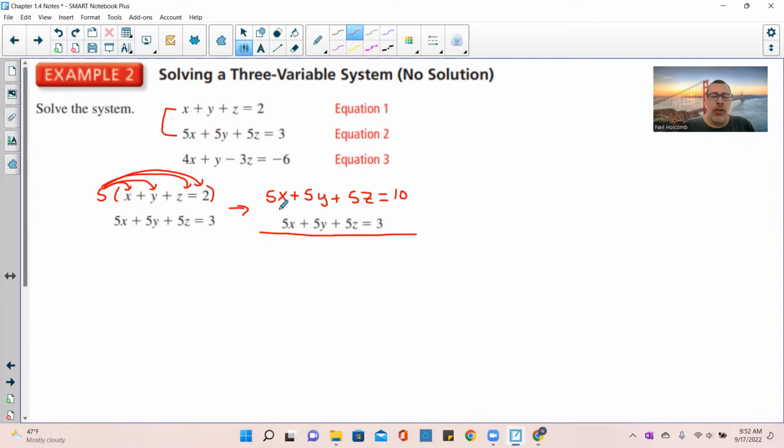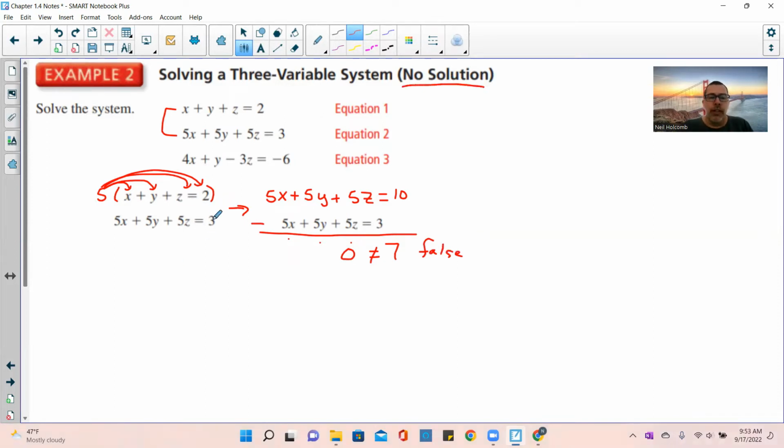When your two coefficients are equal, you subtract. Anything minus itself is 0. When they're opposites, you add, because adding opposites gives you 0. So 5x minus 5x is 0. 5y minus 5y is 0. 5z minus 5z is 0. 10 minus 3 is 7. So that's going to give me 7 over here. And 0 plus 0 plus 0 is 0. 0 does not equal 7. That is false. So therefore, no solution.